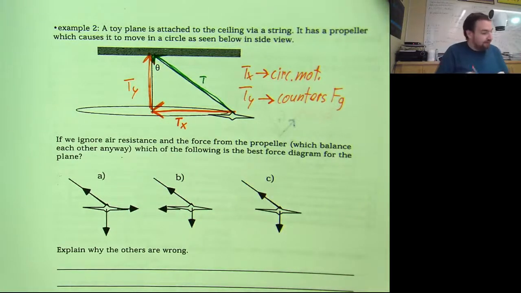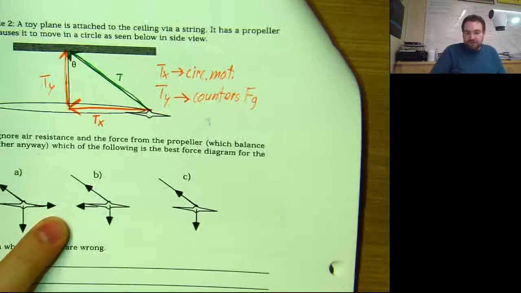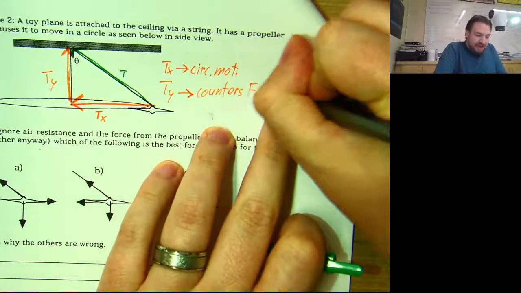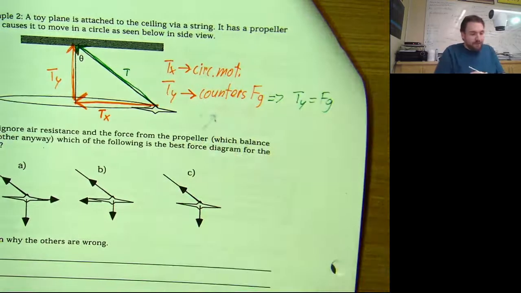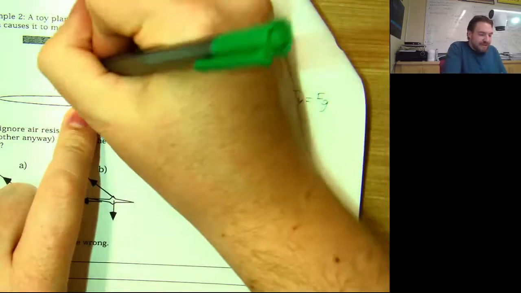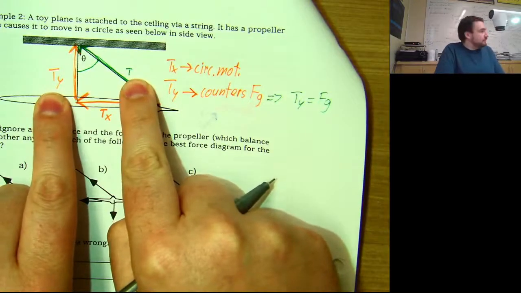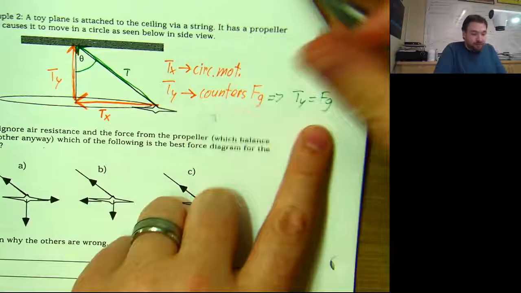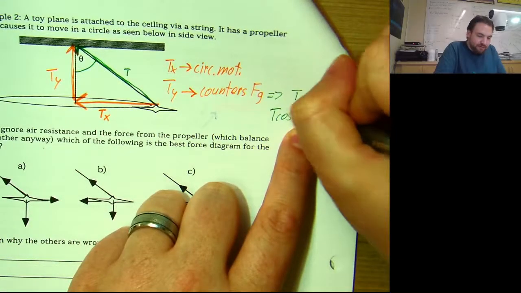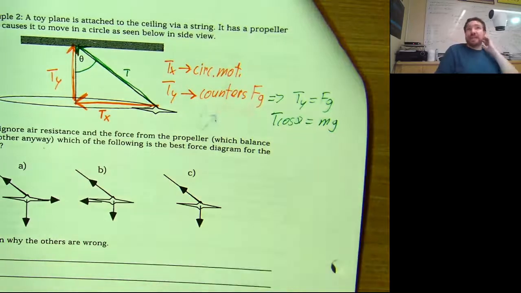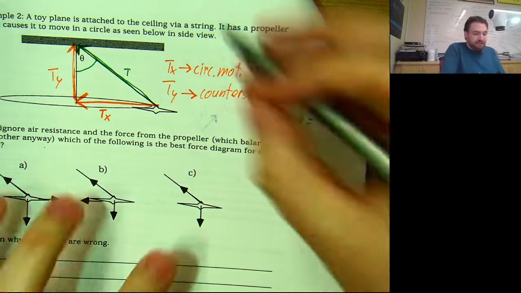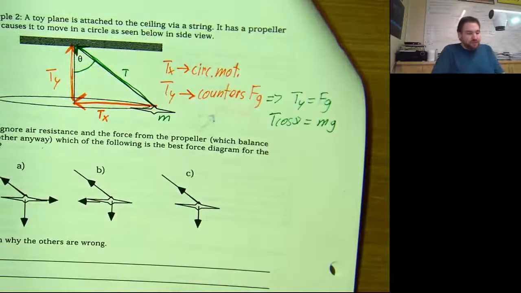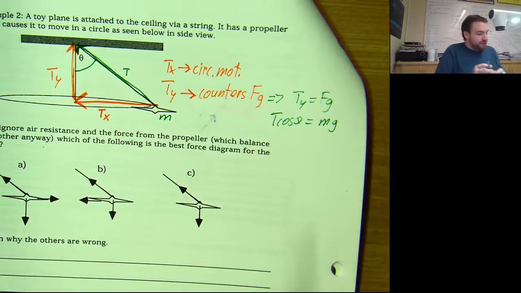If Ty is countering gravity, that implies that Ty equals Fg. So I've got my angle here. How is Ty related to T? Ty is T cos theta. Yeah, good. So I've got T cos theta equals mg. I know what g is, and m is just the mass of my plane. So I've got an expression here: T cos theta equals mg.